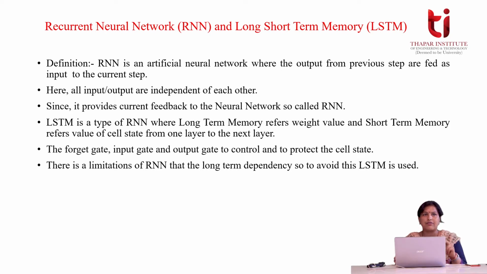There are three gates found in LSTM: the forget gate, input gate, and output gate, which control and protect the cell state. A gate is nothing but information going through it. Whatever information I want to keep, I can keep, and the other information we will stop. There are some limitations of RNN, such as long-term dependency, so to avoid this, LSTM is used.